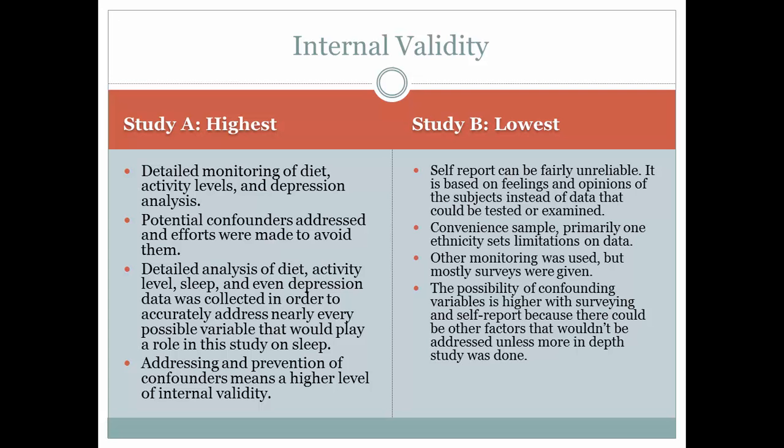For Study B, self-report can be fairly unreliable. It was based on feelings and opinions of subjects instead of data that could be tested or examined. Convenience samples usually create limits for a study as well as ethnic limitations. Other monitoring was used, but mostly surveys were given. The possibility of confounding variables is higher with surveying and self-report because there could be other factors that wouldn't be addressed unless more in-depth study was done.